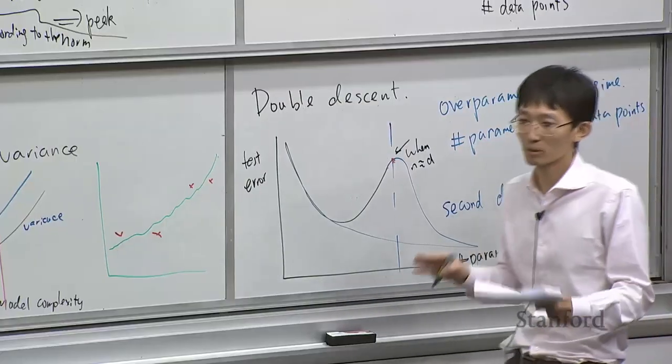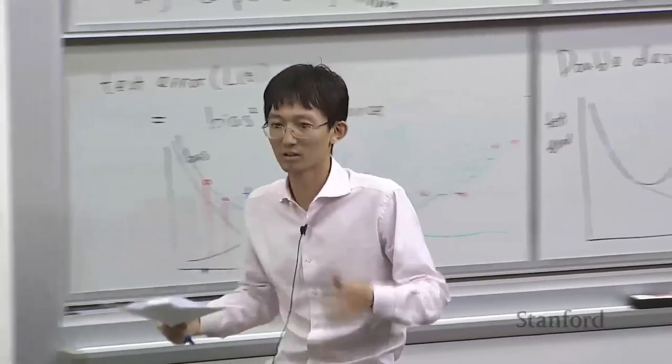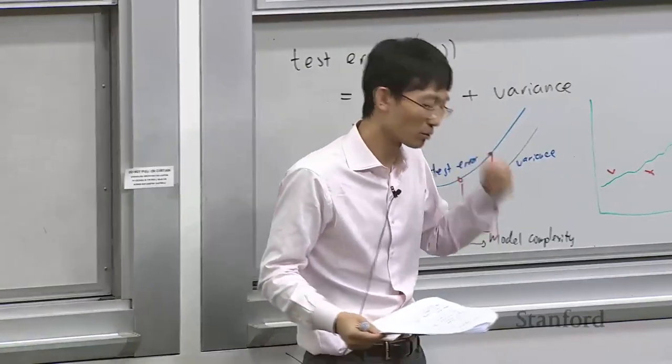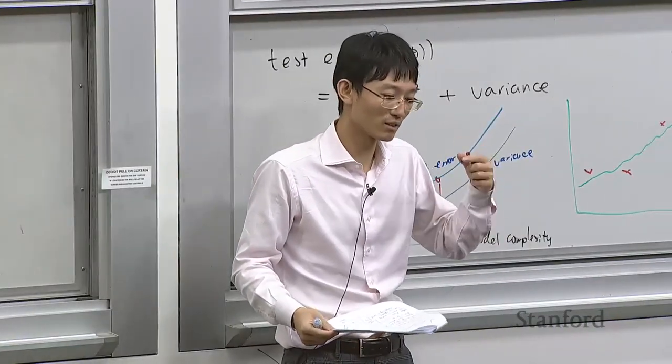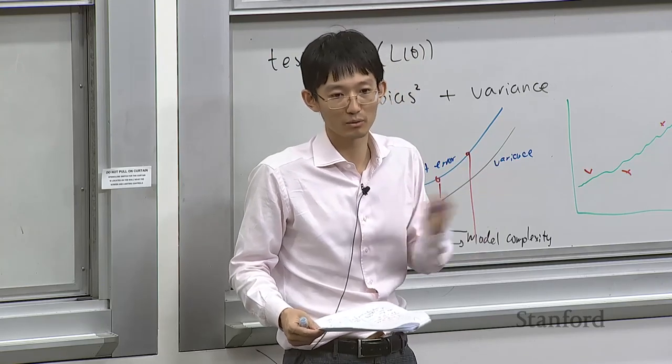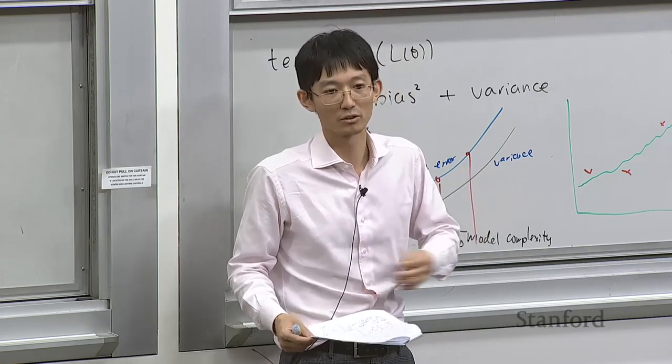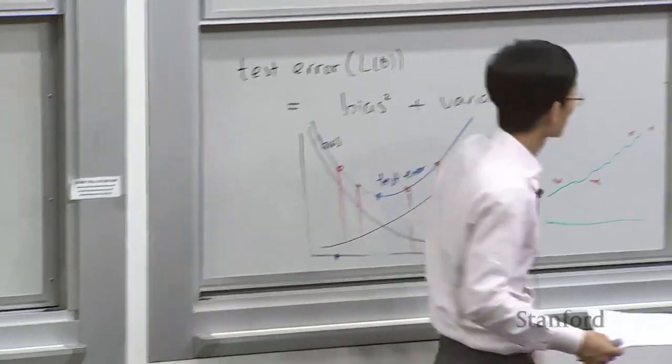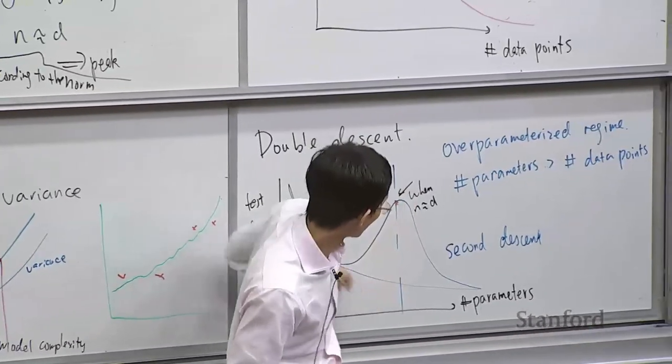I'll discuss more about regularization in the next lecture, but here it really just means that you don't only care about training loss, but also you try to find a model with small norm. So you have some kind of balance between them. You can sacrifice a little bit of the training error, but you insist that your norm is small, then you can see this kind of thing.